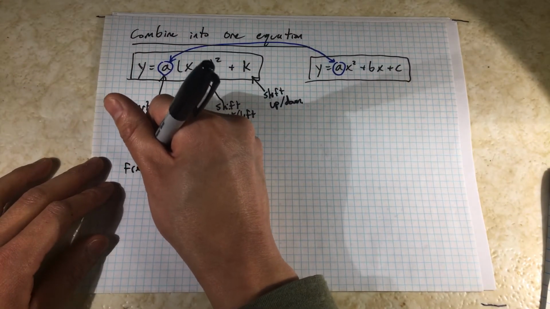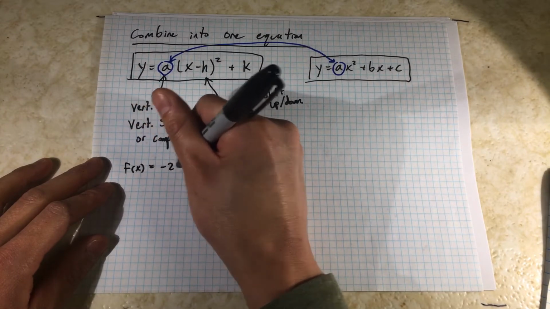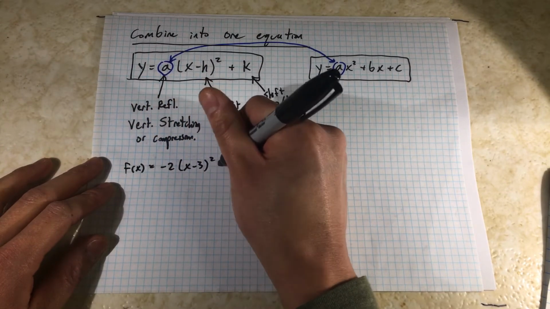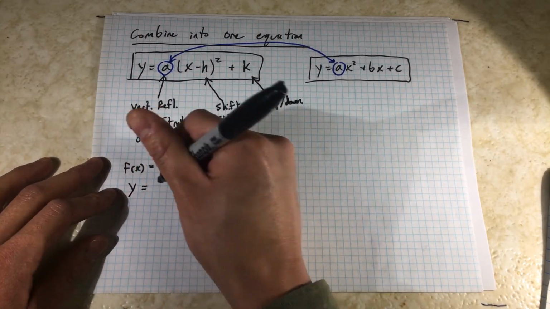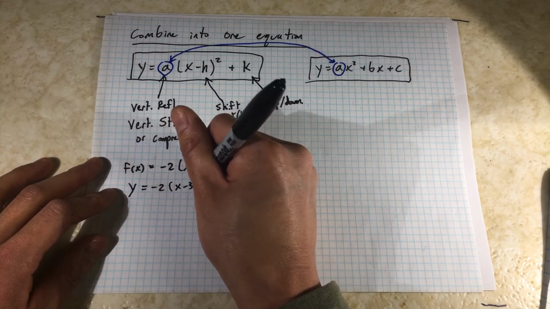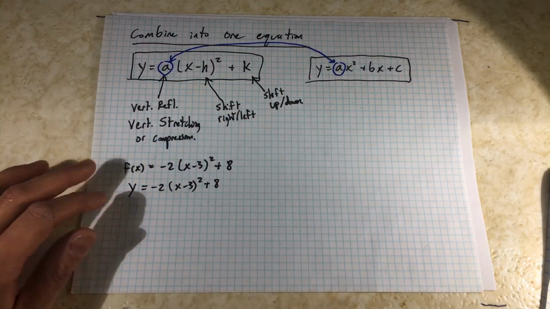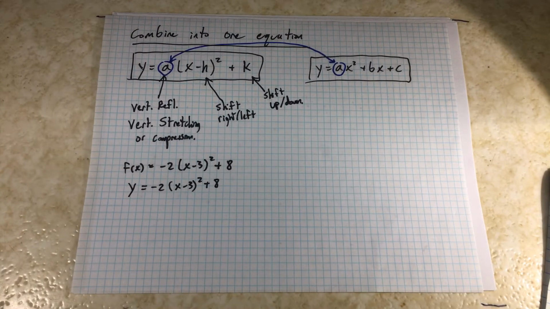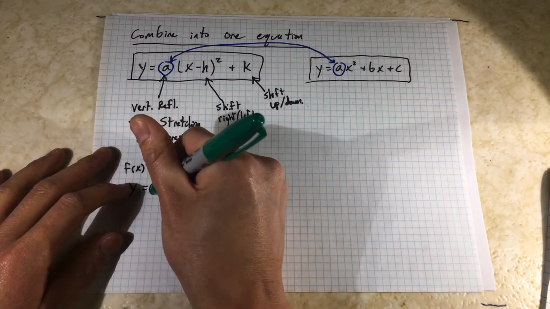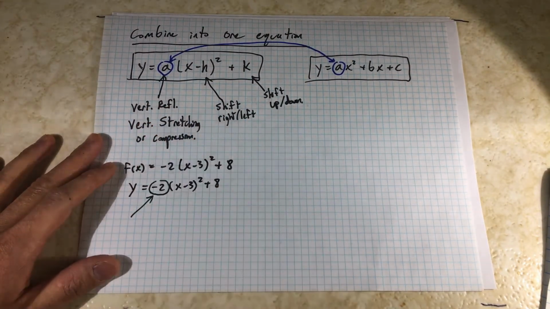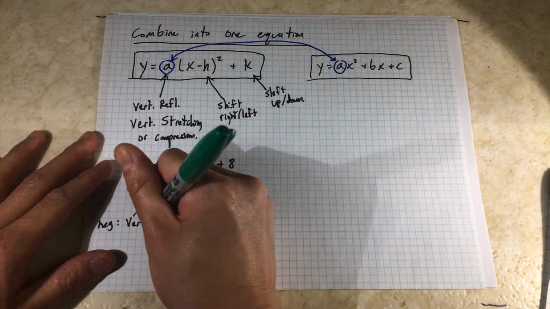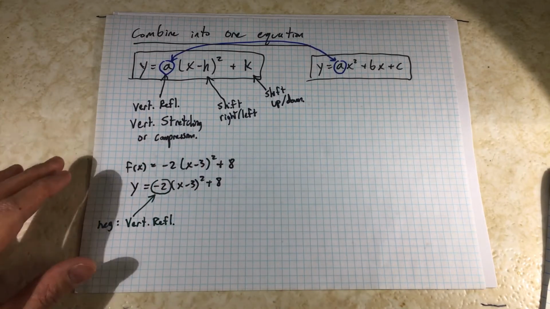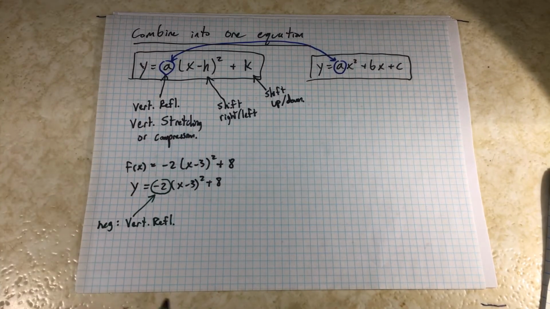f of x is equal to negative 2 (x minus 3) squared plus 8. Okay, so f of x you can just write as y if you're going to graph this. So let's look at what this thing is telling us. All right, so let's use green for this part, which is this negative 2. So the first thing I see is it's negative, and because it's negative, it's telling us that we have a vertical reflection. All right, that negative value tells us we have a vertical reflection.